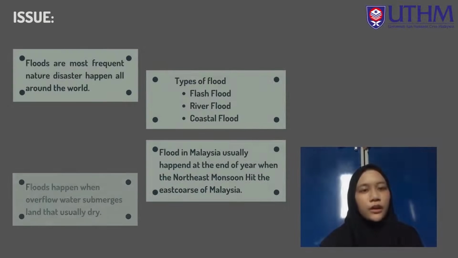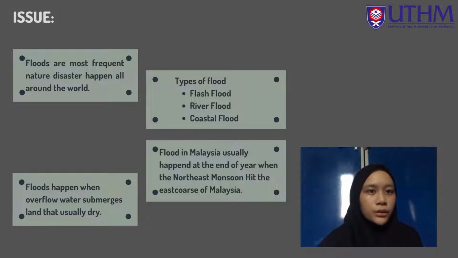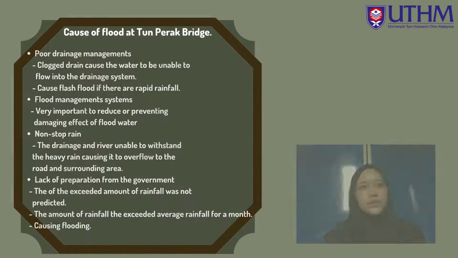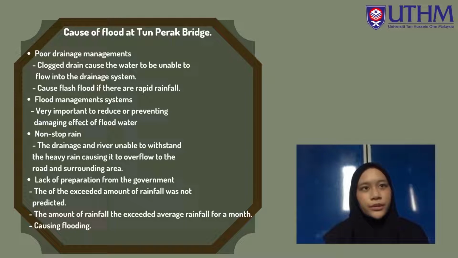For issues, floods are the most frequent natural disaster that happens all around the world. There are tons of types of floods such as flash flood, river flood, and coastal flood. Flood happens when overflow water submerges land that is usually dry. Flood in Malaysia usually happens at the end of the year when the northeast monsoon hits the east coast of Malaysia. There are several causes of flood at Tun Perak Bridge.